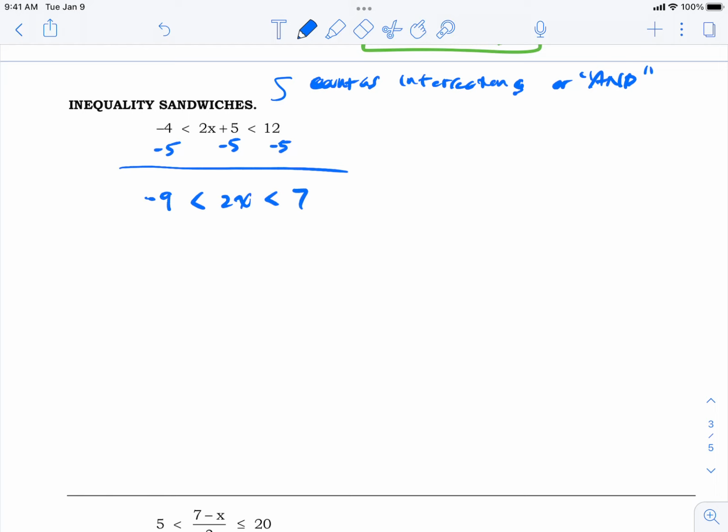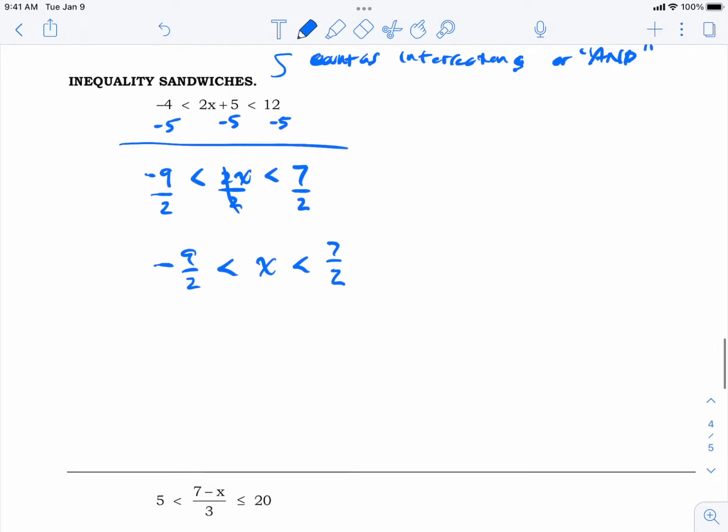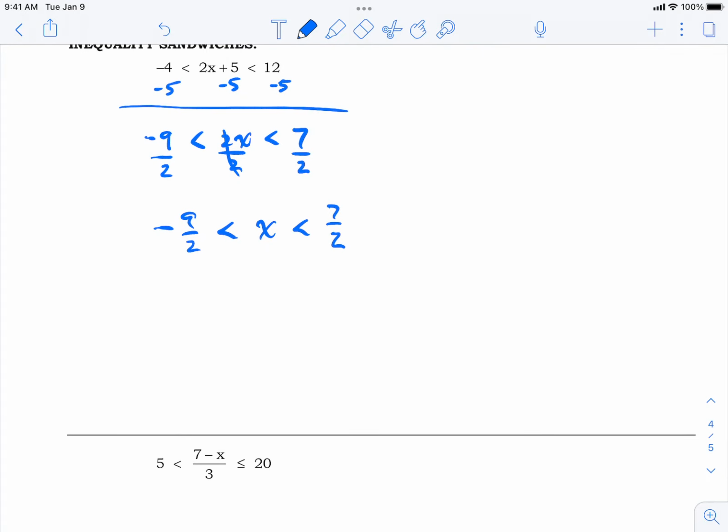Cool. Now, divide everything by 2. I want to divide by 2 in the middle to get the x by itself and cancel the 2 off. So I do it on the right, and I also have to do it on the left. So what have I got? I've got negative 9 halves, x, 7 halves. And that's it. I'm done. Wasn't that fun? So these are fun.